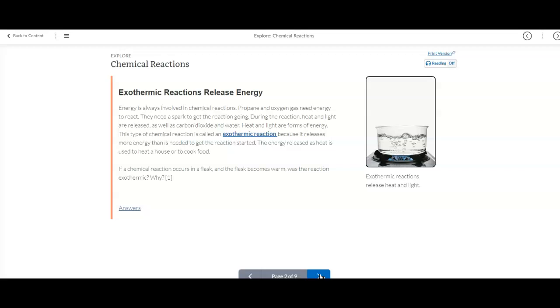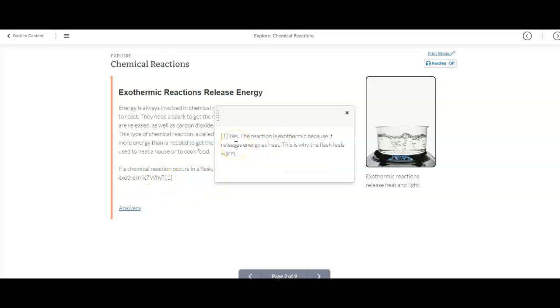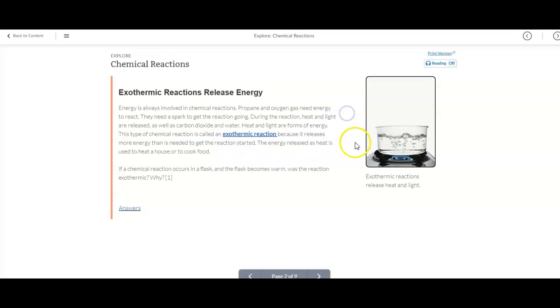This type of chemical reaction is called an exothermic reaction because it releases more energy than is needed to get the reaction started. The energy released as heat is used to heat a house or to cook food. If a chemical reaction occurs in a flask, so if you think about a science tool, the little glass, and the flask becomes warm, then was the reaction exothermic, and why? So if it is warmed, yes, the reaction is exothermic because it released energy as heat, and so that's why that glass would feel warm.